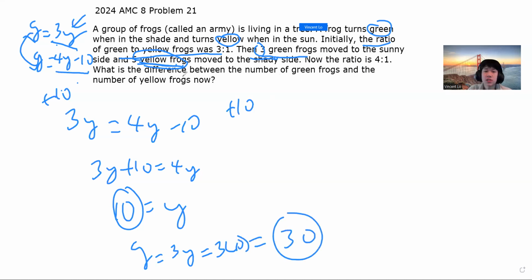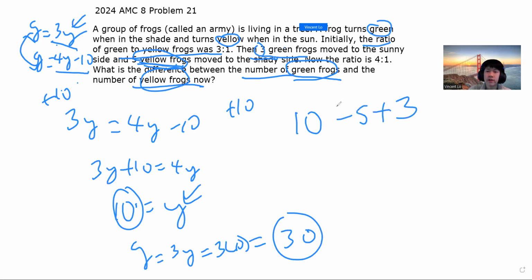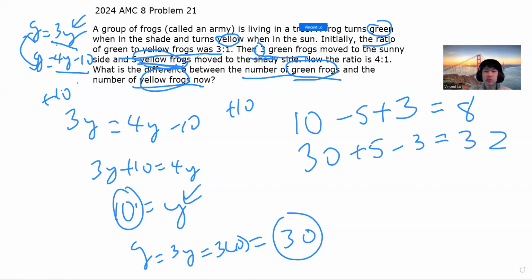But the question is asking, what is the difference between the number of green frogs and the number of yellow frogs now? So we started off with 10 yellows and 30 greens. But now we have to find the number of greens and yellows after the frogs have moved. For the yellow frogs, there were 10 originally, but 5 of them moved away, and then 3 green frogs became yellow. So now this is 8. Similarly, for the 30 greens, 5 of them became green and 3 of them left and became yellow. So this becomes 32. And the difference is 32 minus 8, which is equal to 24.